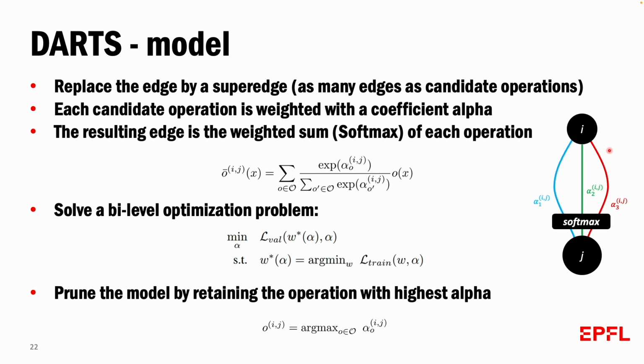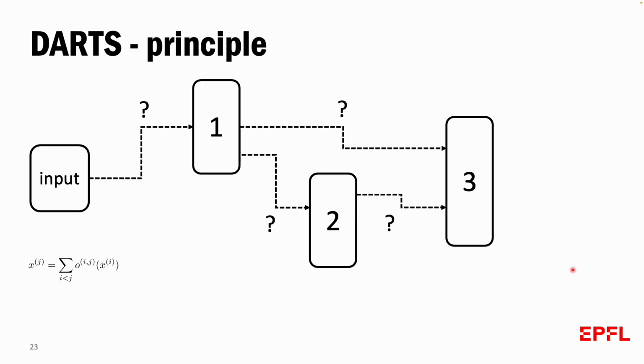Okay, so we had only two nodes in our network. Now let's switch to a network where we have more nodes. So here, for example, we have a cell where we have three nodes, 1, 2, and 3. First, notice the structure of the network. Each node is connected to all the previous nodes except the input. So as you can see, 3 is connected to 2 and 1, 2 is connected to 1. This is basically what reflects this formula here.